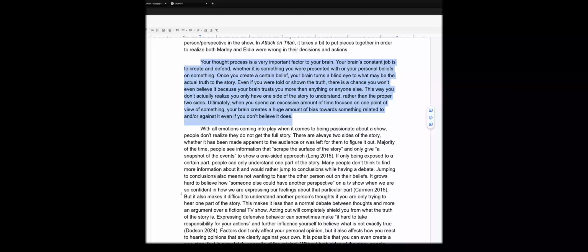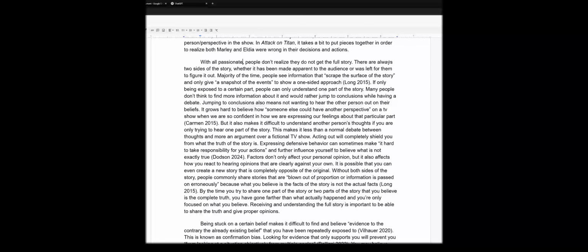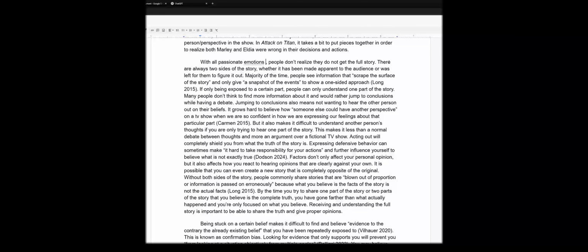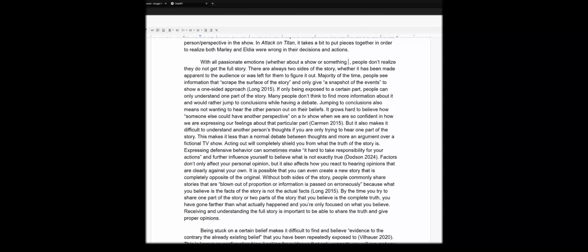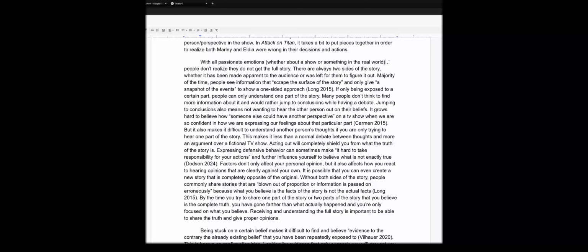I think we make this point elsewhere. So I'm going to delete that entirely and say, with all emotions coming into play, we didn't even say just with passion, but we'll do this. People don't realize they do not get the full story. There are always, we'll say at least, multiple sides of the story, whether it has been made apparent to the audience or is left figured out.